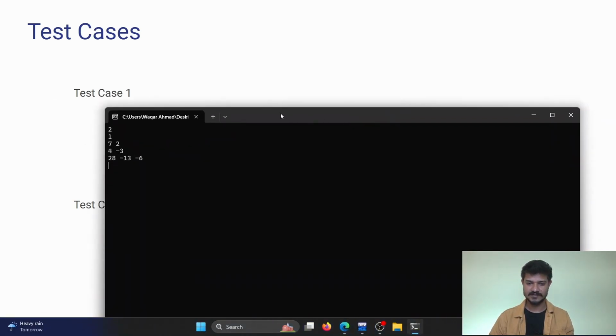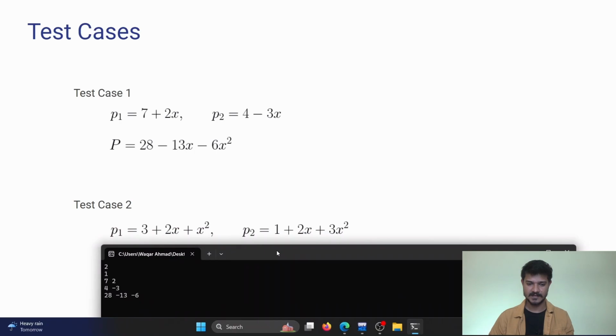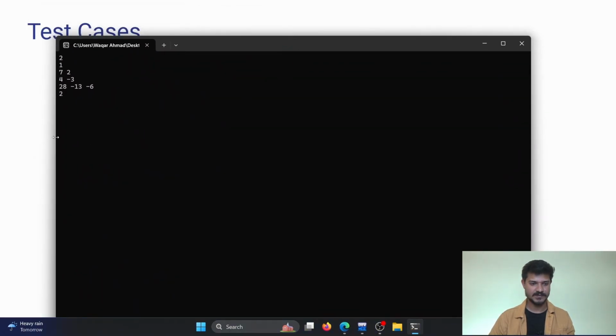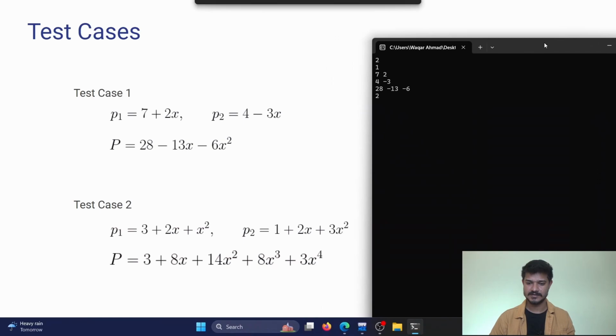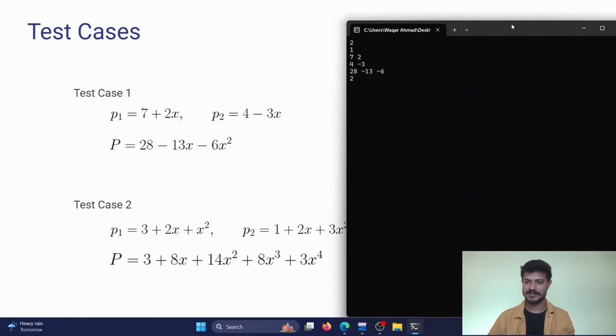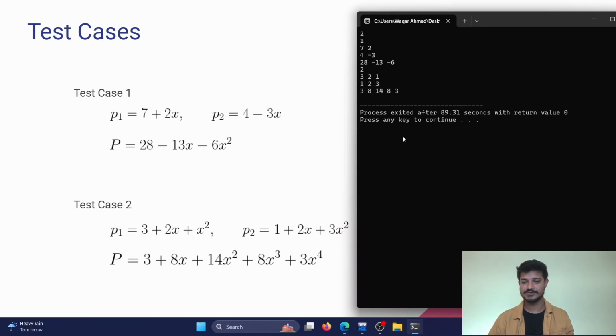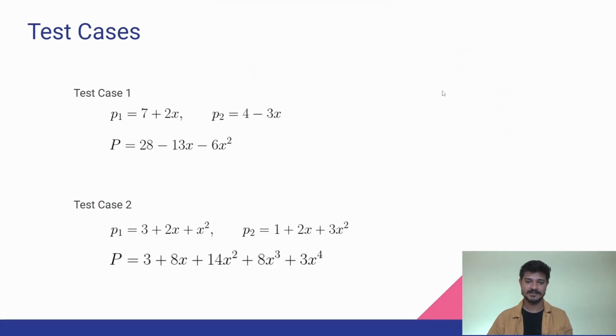Let's go with the second test case. For the second test case, the degree is 2, so we'll put 2 here. That means for each polynomial we have to provide 3 coefficients. So 3, 2 and 1 for the first polynomial. For the second we have 1, 2, 3. Enter. So the output is 3, 8, 14, 8, 3. As you can see, this is working just fine.